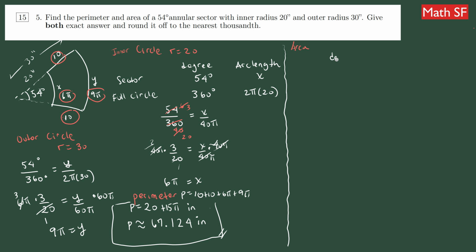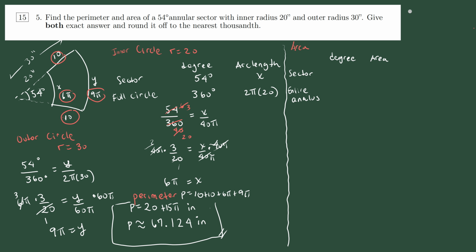But to find the area of all of these, we must first find the area of the entire annulus, because we're going to be doing sector is to, well, actually, area of the sector of the annulus, the piece of it, is to the full annulus, the entire annulus. But first of all, find the area of the entire annulus.